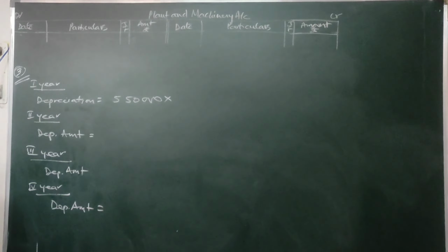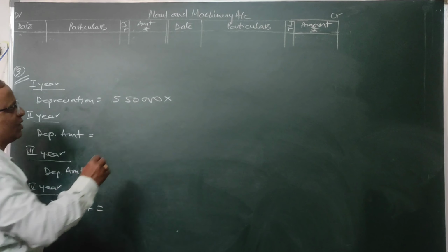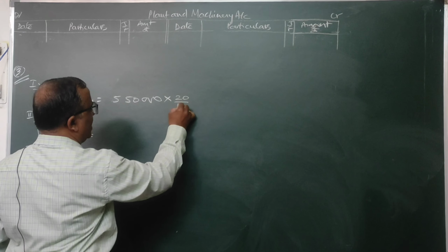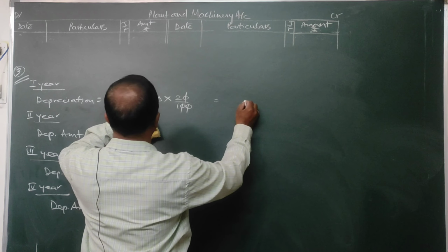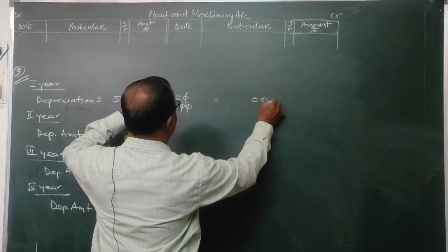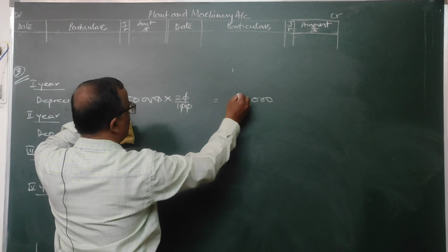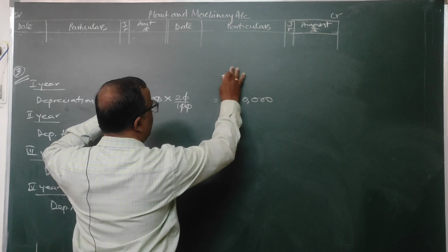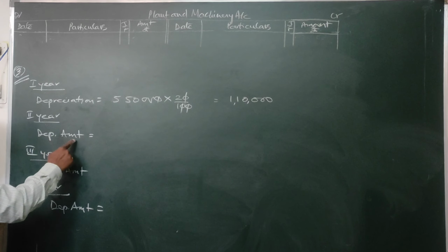Now depreciation is provided at the rate of 20% per annum. So for the first year it will be 20%. Calculate how much it amounts to: 3 zeros, 2 fives are 10, 0 carry 1, 2 fives are 10 plus 1 is 11. 1,10,000 is the depreciation for the first year. For the second year, how much will the depreciation be?